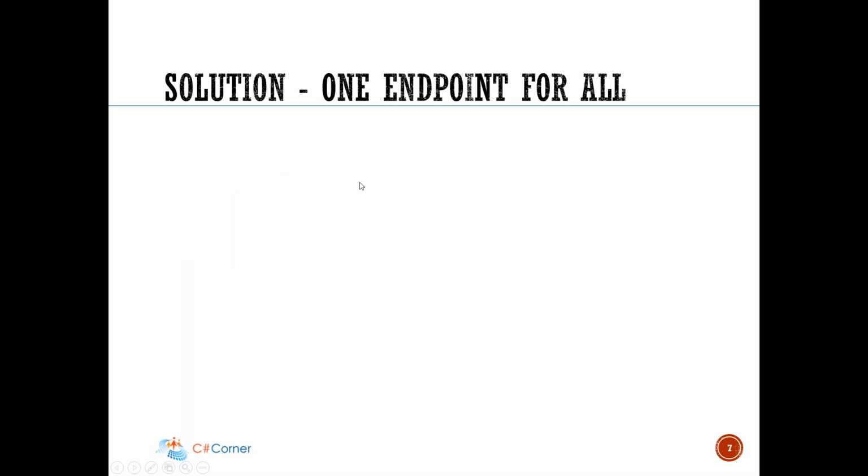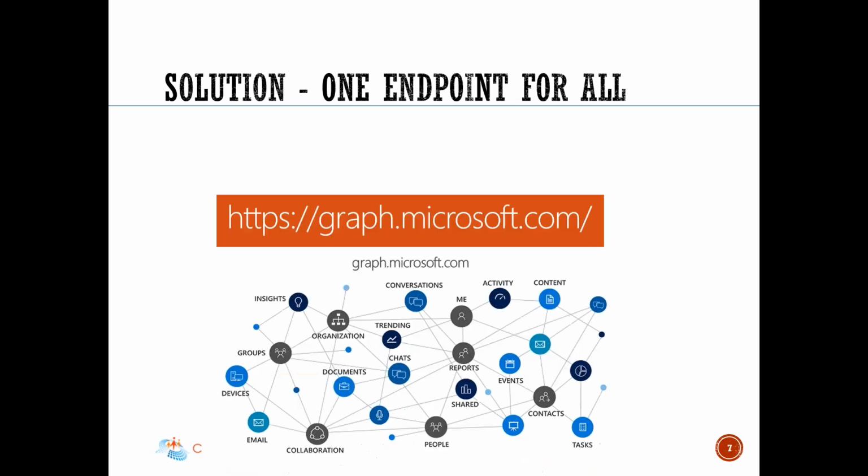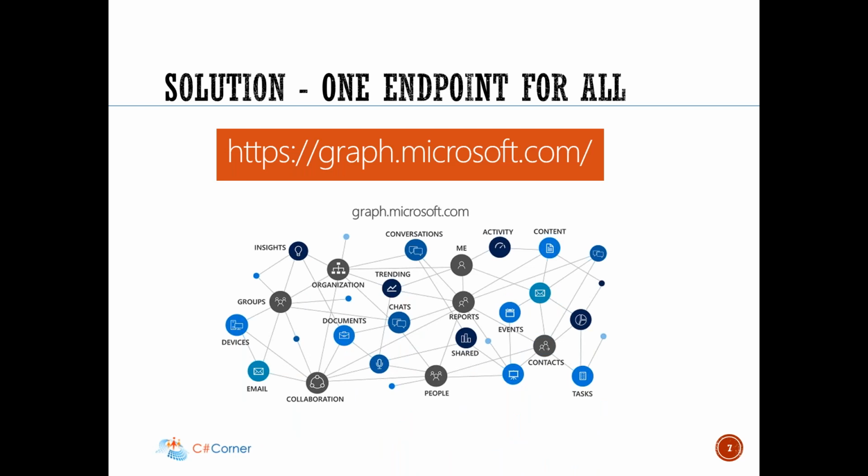So Microsoft Graph API is the solution instead of using the different APIs, and its tagline is one endpoint for all, that is graph.microsoft.com. Now if you have to get anything from Office 365, OneDrive, Yammer, or anything, you just connect to this endpoint graph.microsoft.com and you can access everything. And this is why the structure is like graph.